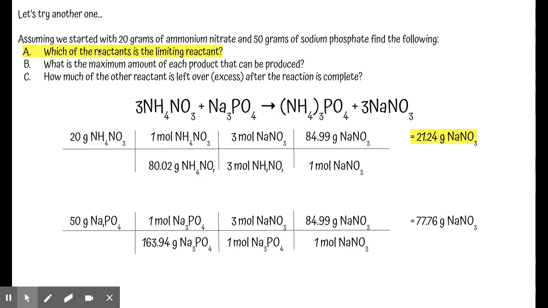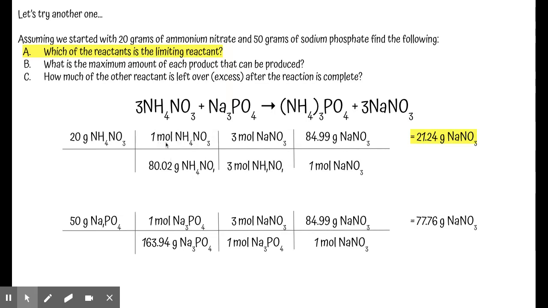So in this problem, we're starting with 20 grams of ammonium nitrate. I have chosen to convert that into sodium nitrate just to compare the two. I know eventually I need to change this into moles, so I'm going to bring down the grams of ammonium nitrate here. I added this up off the periodic table, so I had 2 nitrogens plus 4 hydrogens plus my 3 oxygens. That was 80.02 grams. The mass of this is equal to 1 mole. That is always going to be the same. 1 mole of anything is equal to its mass.